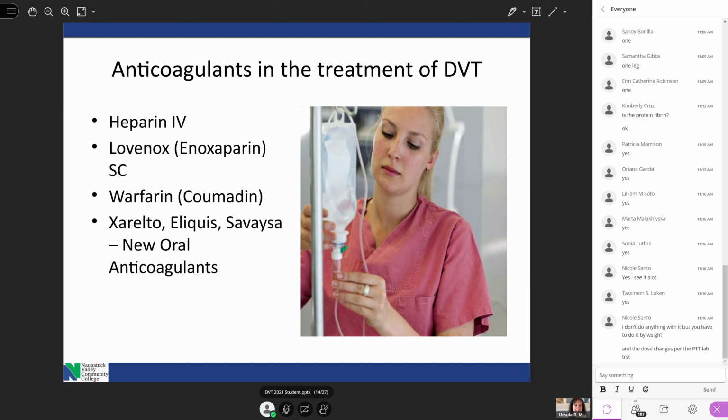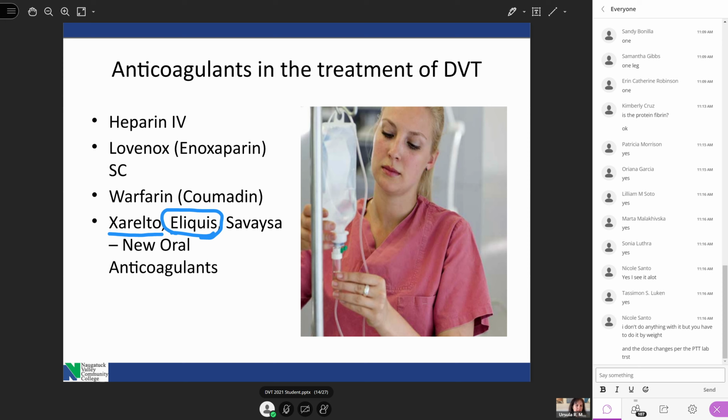Now we have these new anticoagulants. There are factor 10A inhibitors. Some of you have been giving them. I know some of my students yesterday gave these anticoagulants. The big, common one is Eliquis. You see it all over TV, right? And another one is Xarelto. These are the two most common. Depending on your provider is going to depend on your plan of care. Does the provider want to put you on Eliquis or Xarelto? Some people prefer Xarelto because it's once a day.